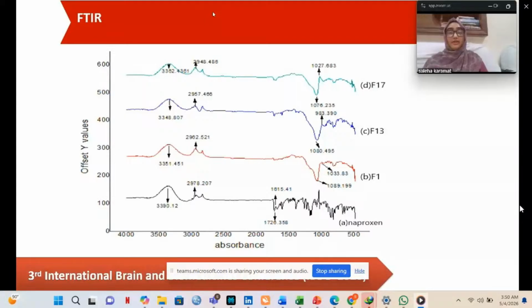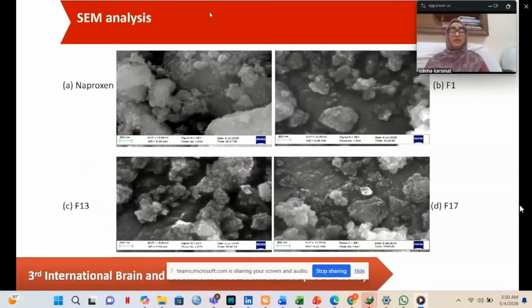The next is the SEM analysis. In this, pure naproxen shows smooth and crystalline structures, and the formulations F1, F13, and F17 show shorter and irregular structures. That shows us that the naproxen is embedded into the pores of the silica xerogel. Next is the evaluation of the gastroprotective effect in vivo.